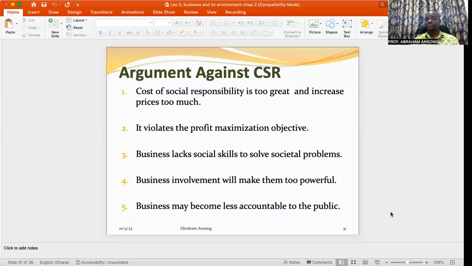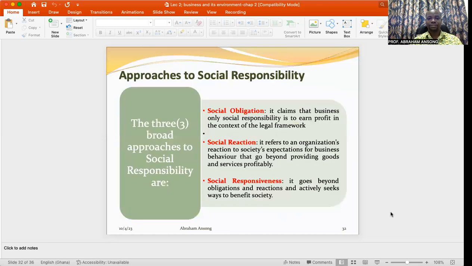Then closely related to that is the last point. Businesses may become less accountable to the public. Once they become powerful, it gets to a stage where they now become less accountable because they know that they are in charge of operations as far as the organization, the company, or whatever the country is concerned. They have the power and they have the influence.